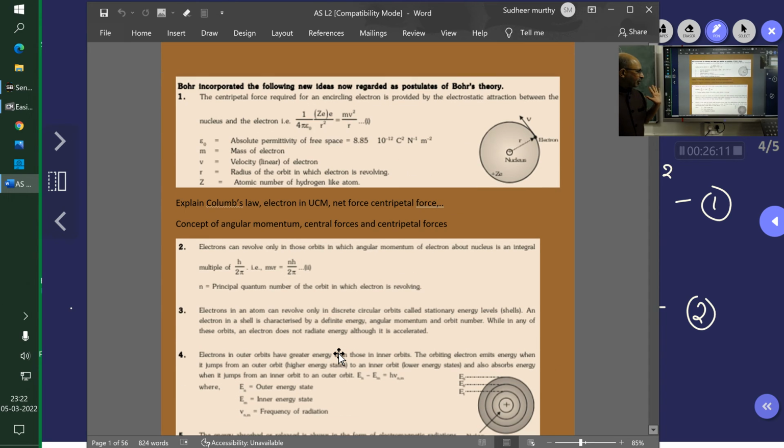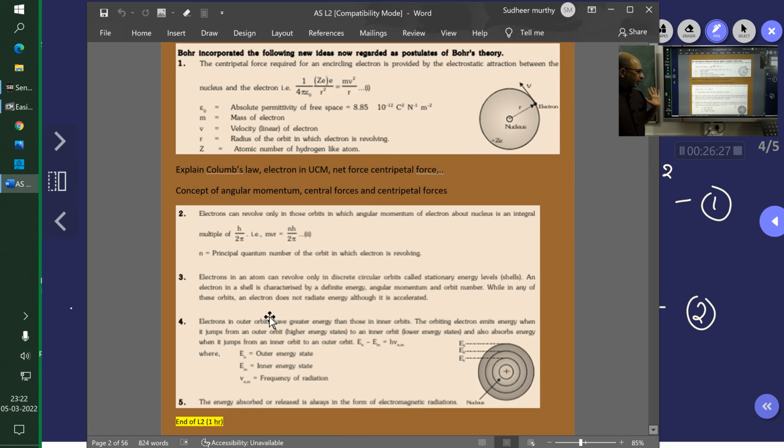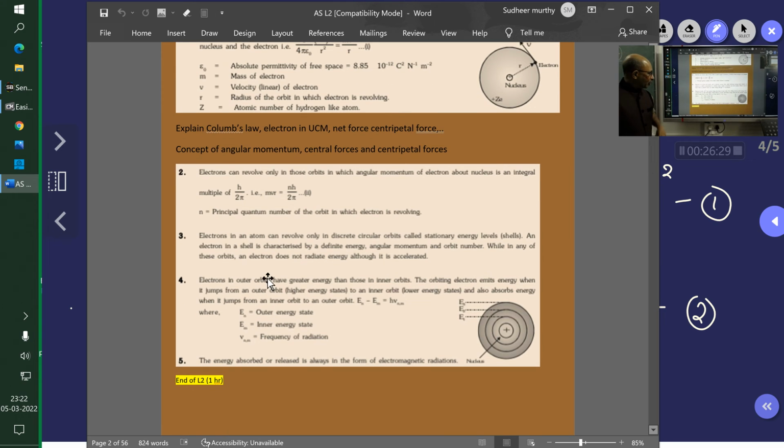The second postulate, as I have just now mentioned, is that the electrons can revolve only in those orbits in which the angular momentum of the electron about the nucleus is an integral multiple of h by 2 pi. mvr is equal to nh by 2 pi. That is the second postulate. And let's come to the third postulate.